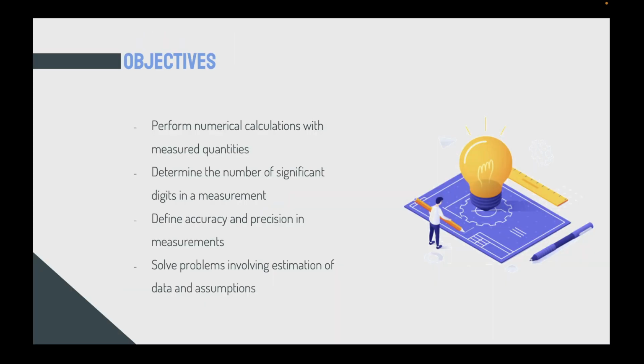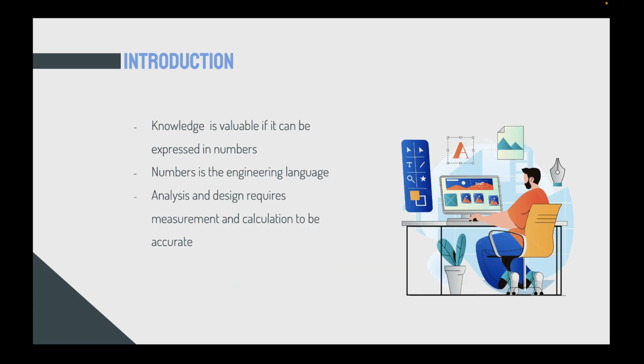Now, the objectives of this chapter: we will perform numerical calculations with measured quantities. We will determine as well the number of significant digits in a measurement, and learn a little bit more about what significant digits means, and how we can identify what kind of significant digit we should use as we are writing down or typing in our measurements. We will talk a little bit as well about defining accuracy and precision in our measurement, try to differentiate between accuracy and precision, and hopefully we'll move on to solve problems that involve estimation of data, assumptions, and measurements.